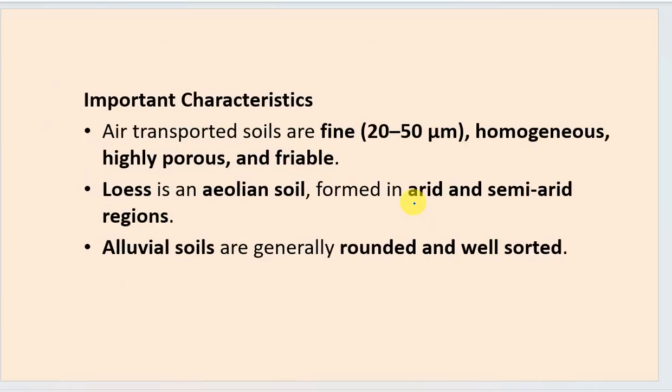Next comes the important characteristics of transported soil. The air transported soils are fine, of sizes between 20 to 50 micrometer, and these air transported soils are generally fine, homogeneous and highly porous. These are also friable. Loess is an aeolian soil formed in arid and semi-arid regions, and alluvial soils are generally rounded and well sorted.